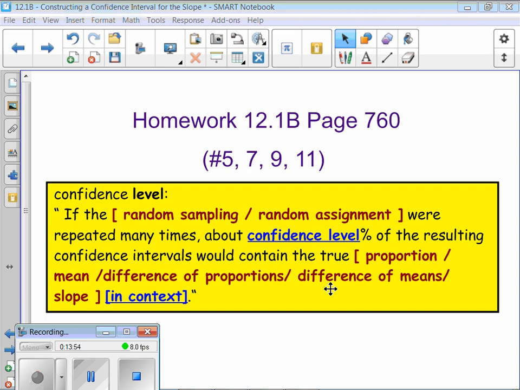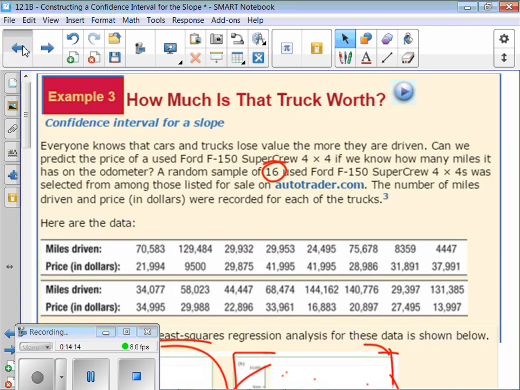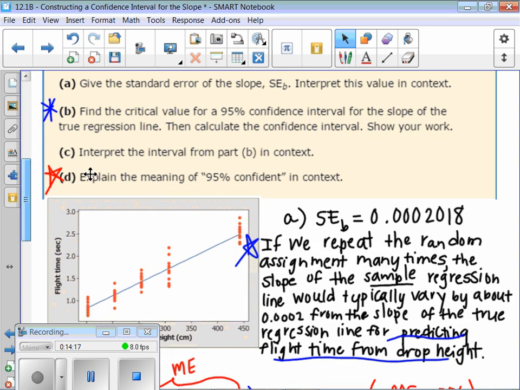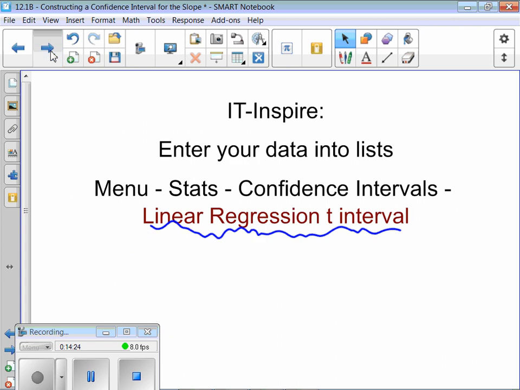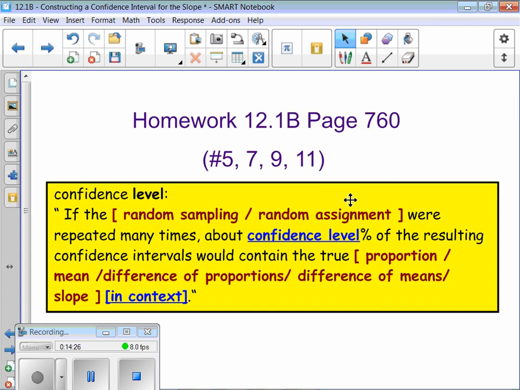All right, this is the one that I meant to say for confidence level. So if the random sampling or random assignment were repeated many times, about whatever your confidence level is, that percent of the resulting confidence intervals would contain the true, and in this case, slope. Okay? So this is the one that goes with explain the meaning of 95% confident in context that we did here. All right? So those sentences you should have from chapter 3, but if you forgot, you may want to write them down.